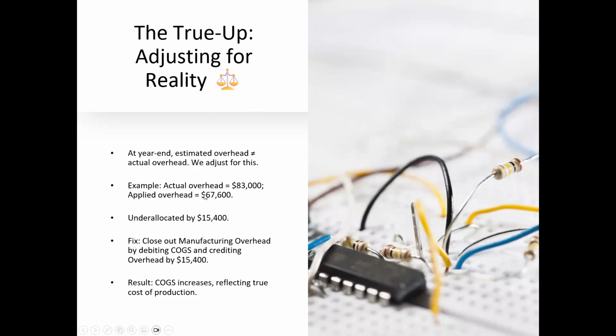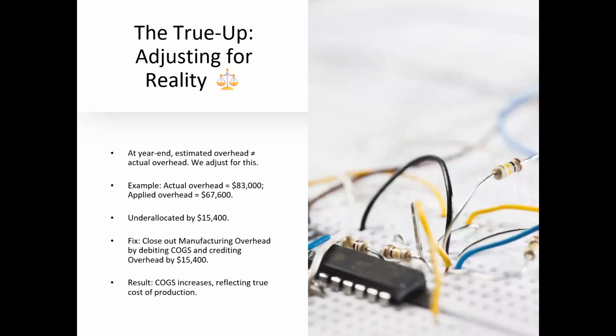For example, if our actual overhead is $83,000 and our applied overhead, which means allocated overhead based on estimation, is 67,600, then we spent more than what we estimated we're going to spend on the overhead. And therefore, we have to account for this. Otherwise, our balance sheet may not balance, and our income statement will be inaccurate.